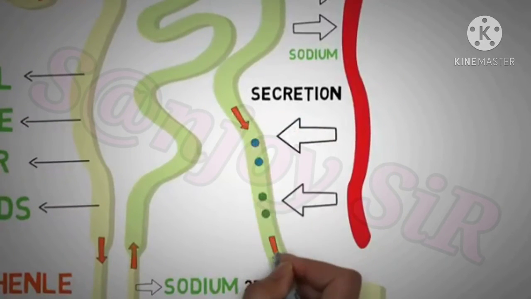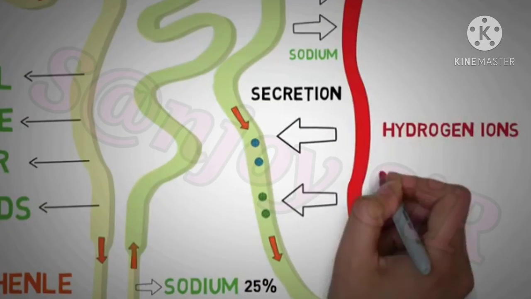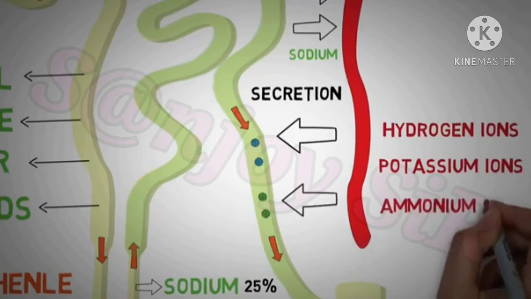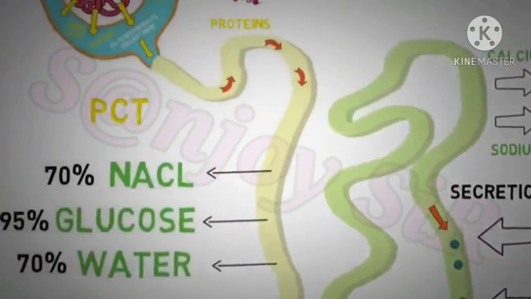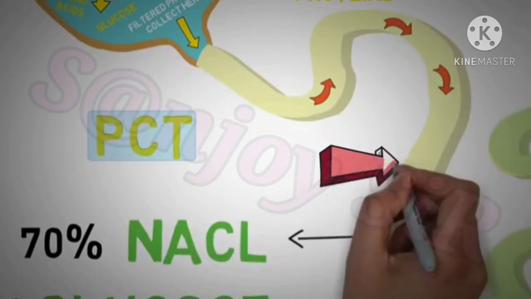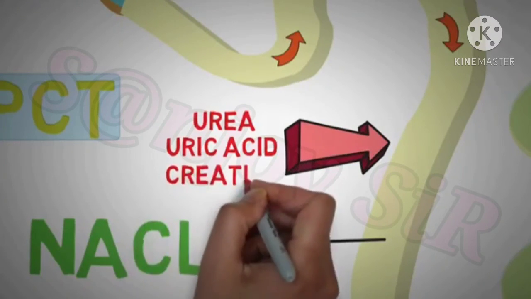The major substances secreted into the distal convoluted tubule include hydrogen ions, potassium ions, and ammonium ions. The mechanism of secretion also takes place in the proximal convoluted tubule, but to a lesser extent. And some important substances that get secreted into the proximal convoluted tubule include urea, uric acid, creatine, ammonium ions, and some drugs.